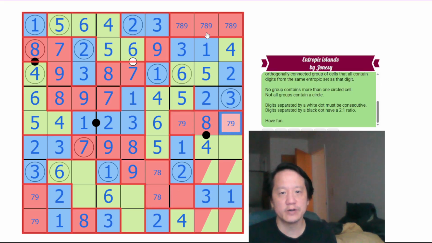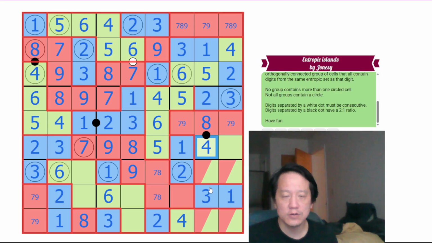7, 9 as a pair here, no 8 there. This has to be 6 because of 4 and 5 in the row. We don't know about this. So we have to have 4 and 5 remaining here.